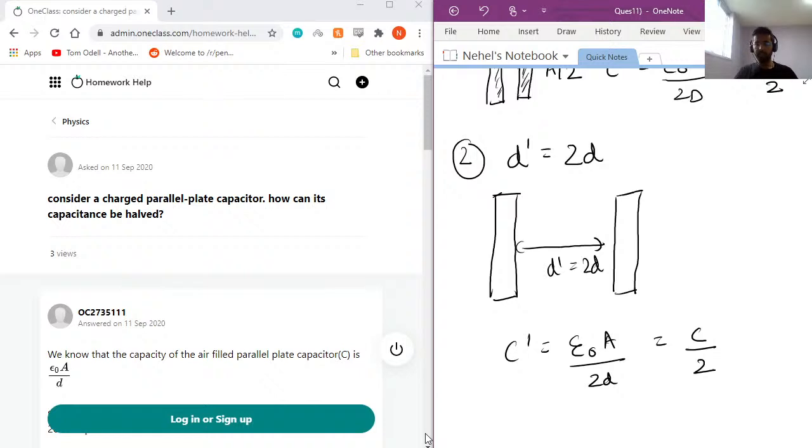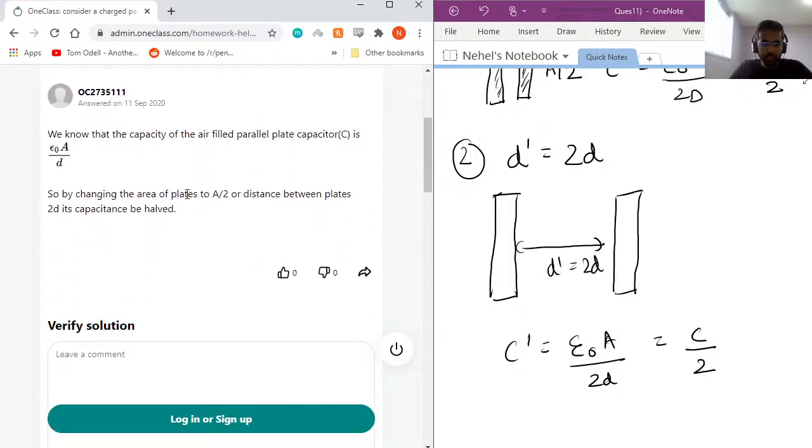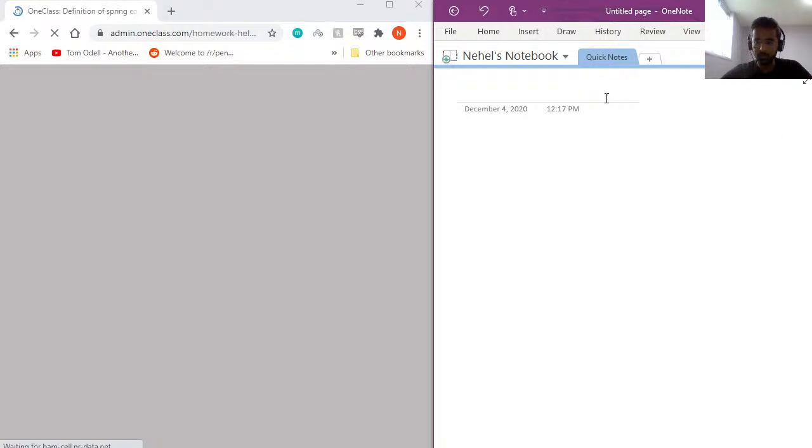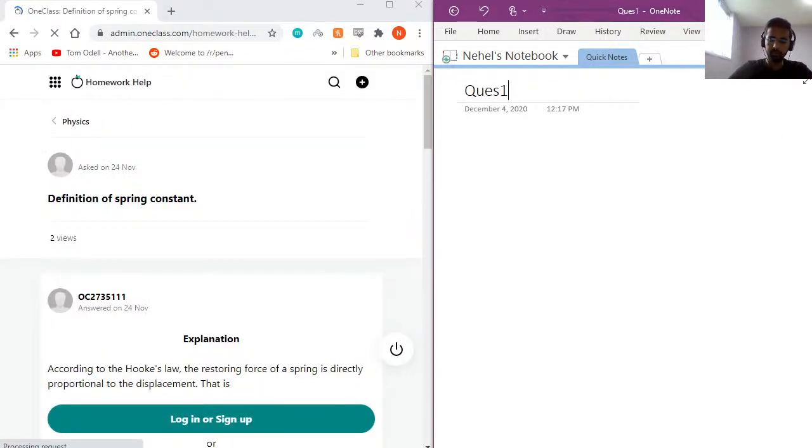So the two ways you can halve capacitance would be by either reducing the area by 2 or by increasing the distance between the two parallel plates by 2. So by changing the area to A over 2 or the distance to 2D, capacitance is halved. So this answer is correct. Alright, on to the next question. Question 12.